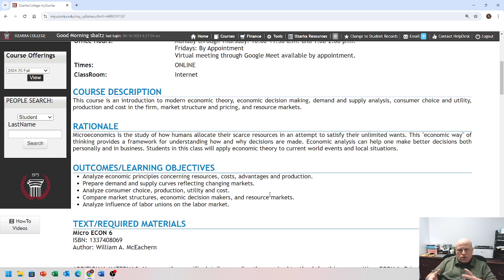Business people need to understand the concepts of demand and supply and how they create prices in the market, because it helps businesses make good decisions as far as how to price their product, how much to produce, and so forth. Also, we'll look at consumer choice and utility.